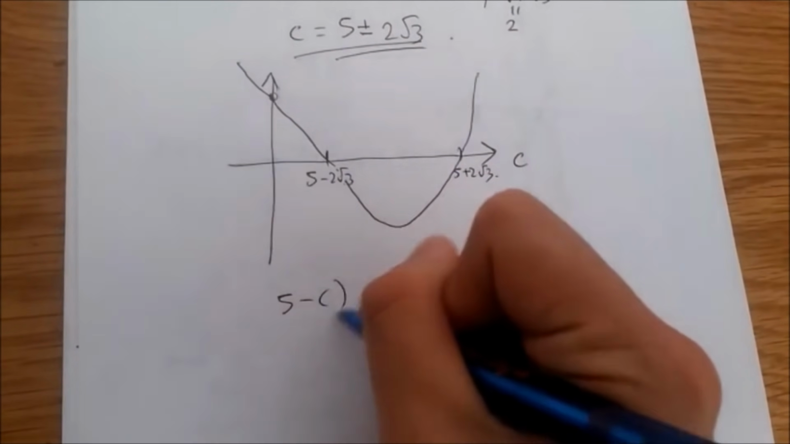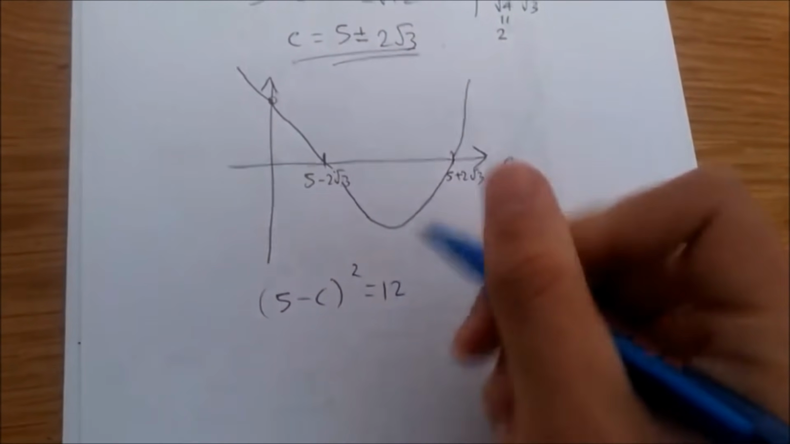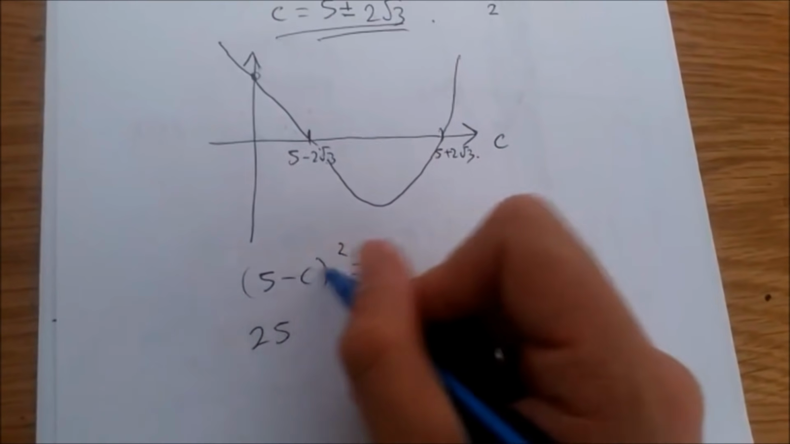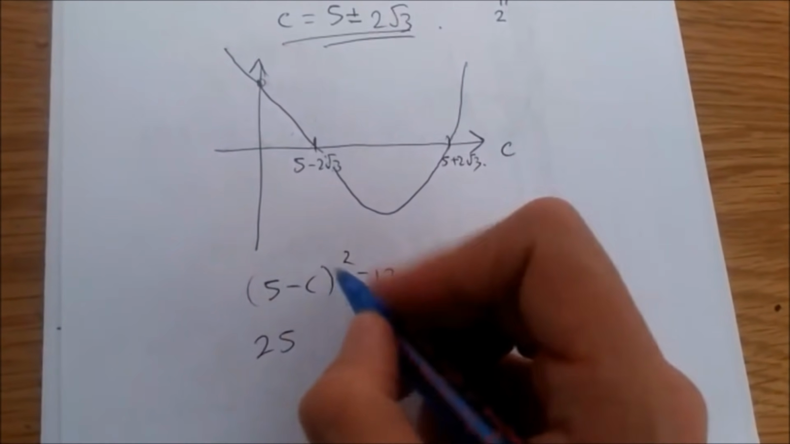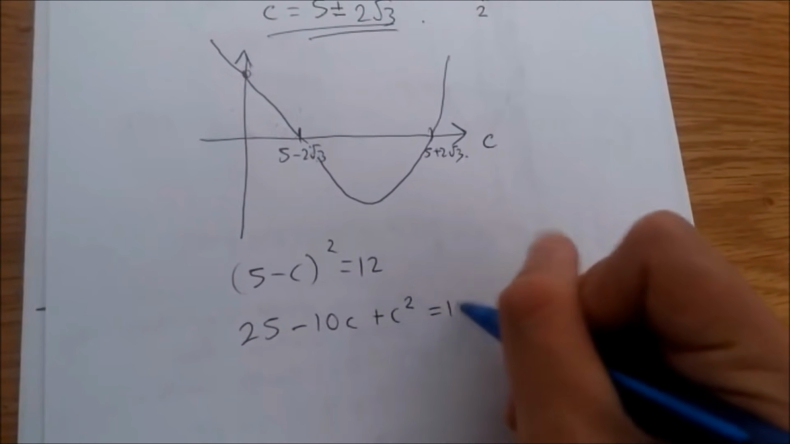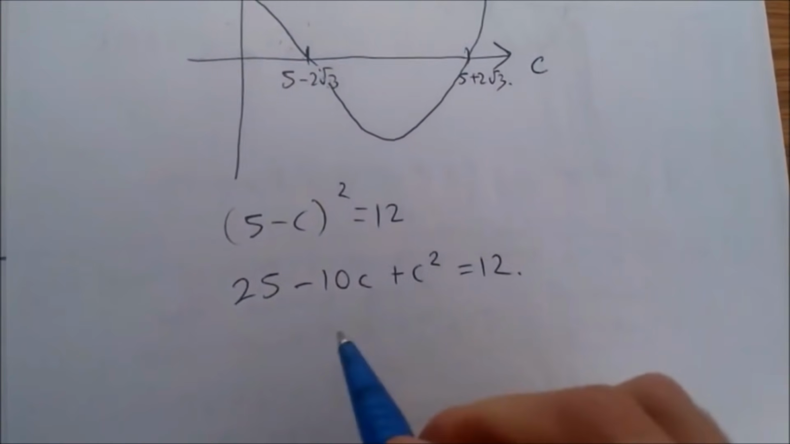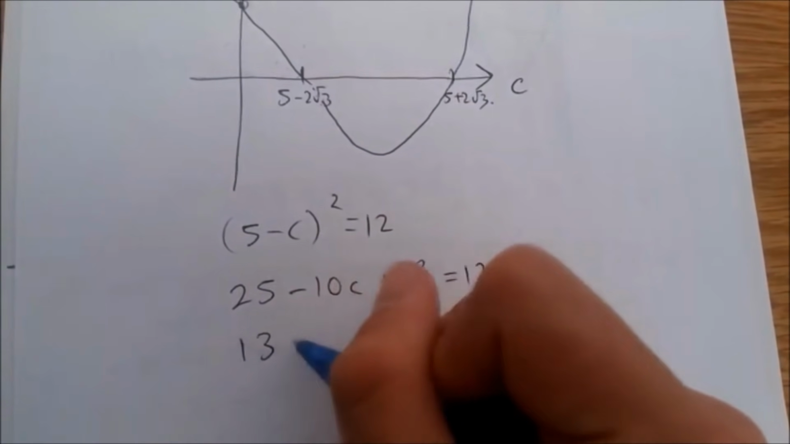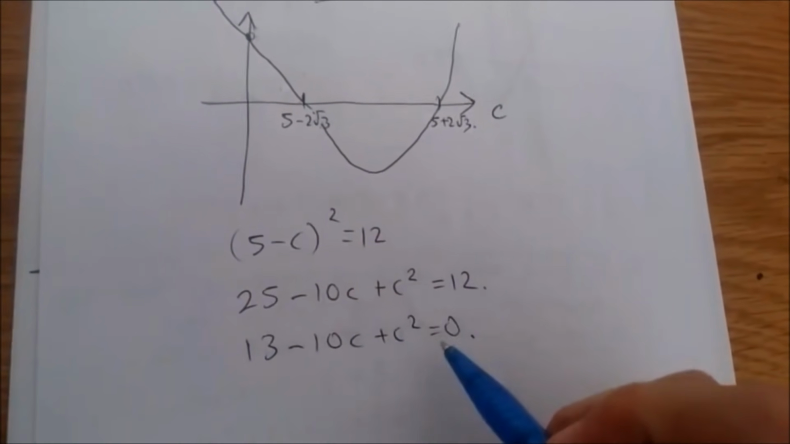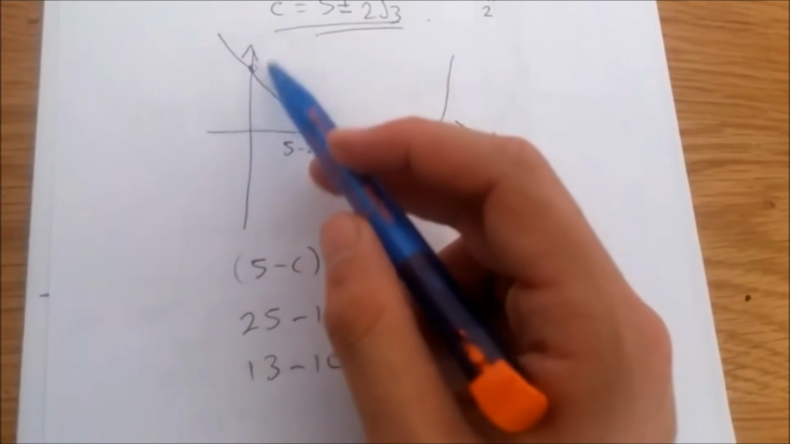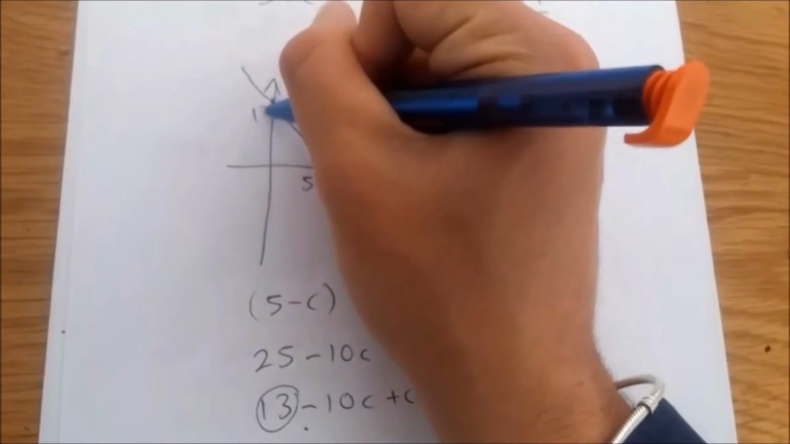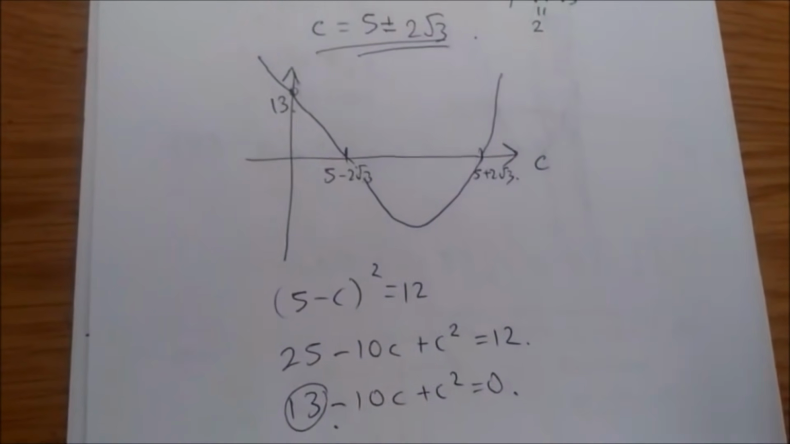So 5 minus c squared equals 12. Expanding this, what do we get? So we should get 25, then minus 10c plus c squared equals 12. And now subtracting 12 across, we should get 13 minus 10c plus c squared equals 0. That's it. So when the c-axis equals 0, we should get an intercept of 13. And this is our y-intercept.